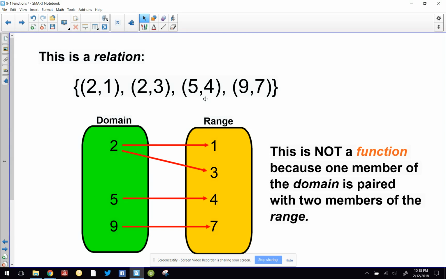If you look at this example, however, you'll see that this is not a function. And it's not a function because of the first 2 ordered pairs right here, (2, 1) and (2, 3). You'll notice that the member of the domain 2 is paired with 2 separate members of the range. So that disqualifies it from being a function. This is not a function.